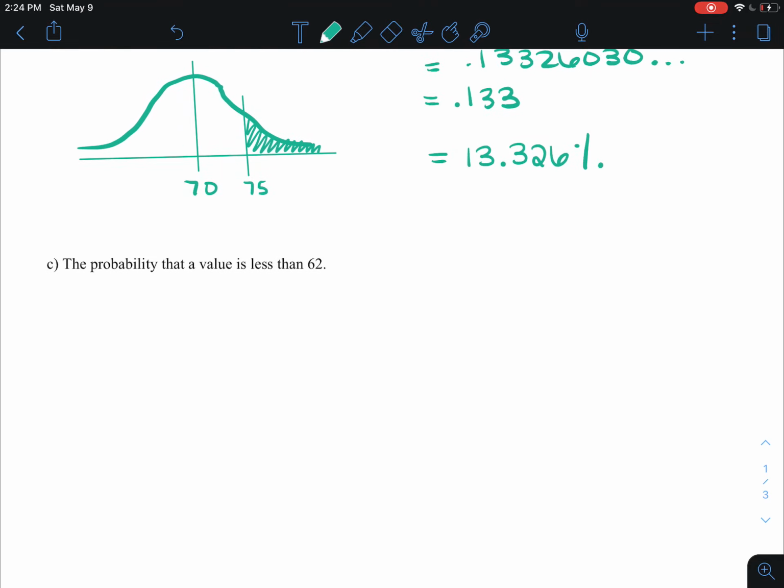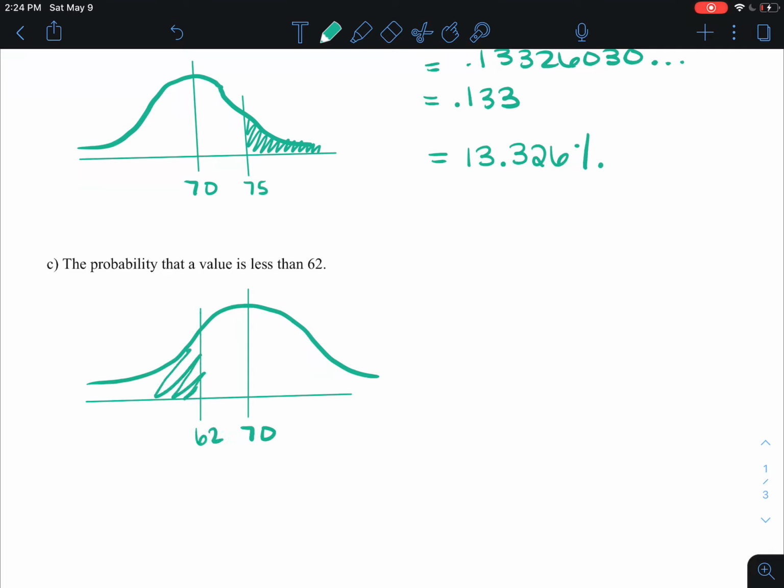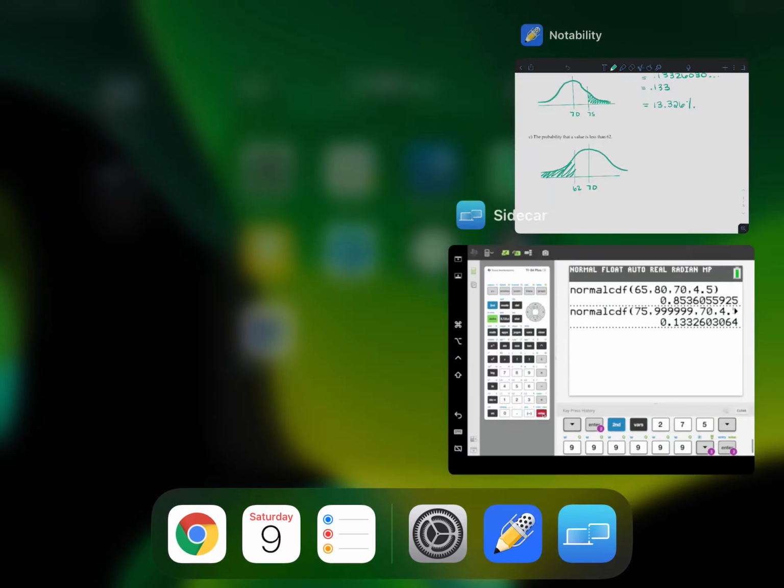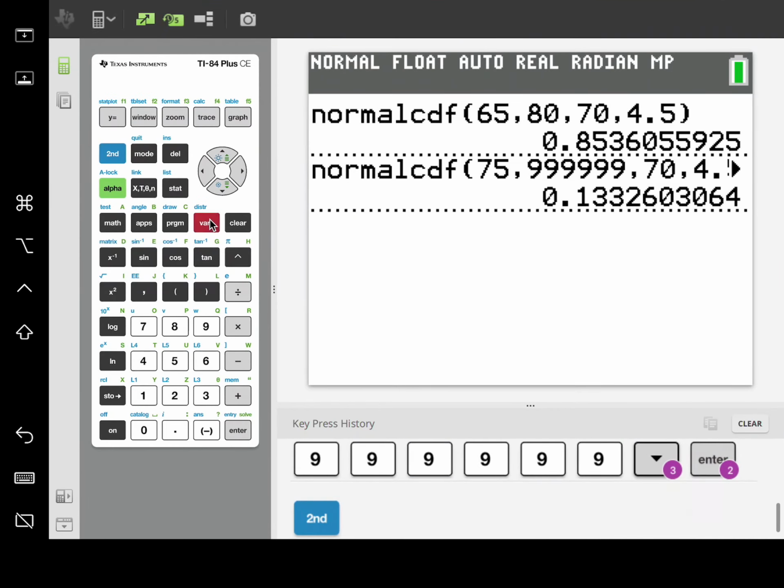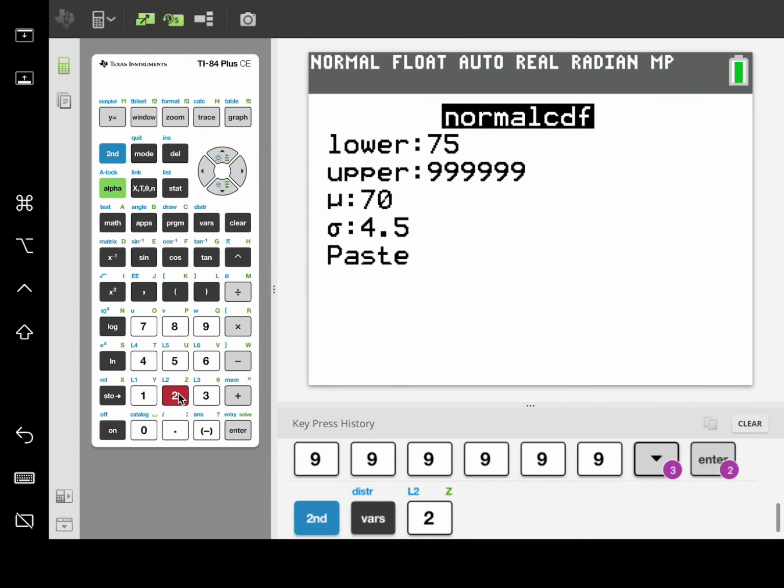Last part of the warm-up, the probability that a value is less than 62. So now we're just practicing what to do if we don't know a lower. So again, 70 is my average, 62 is somewhere off to the left, and I'm looking for the probability that a value is less than that. So last time here, let's go back to our calculator. Let's go to second VARS choice 2.